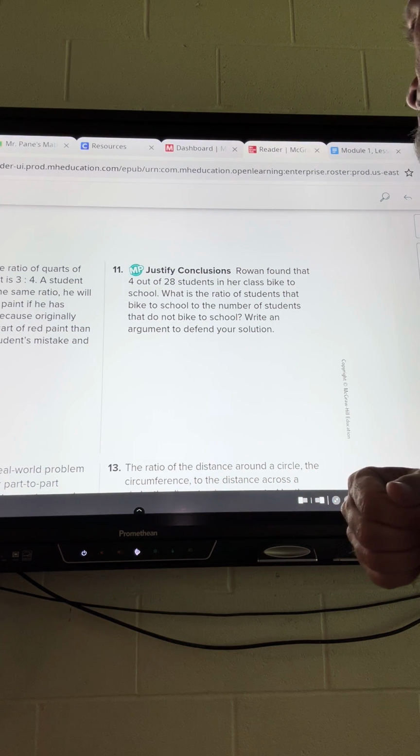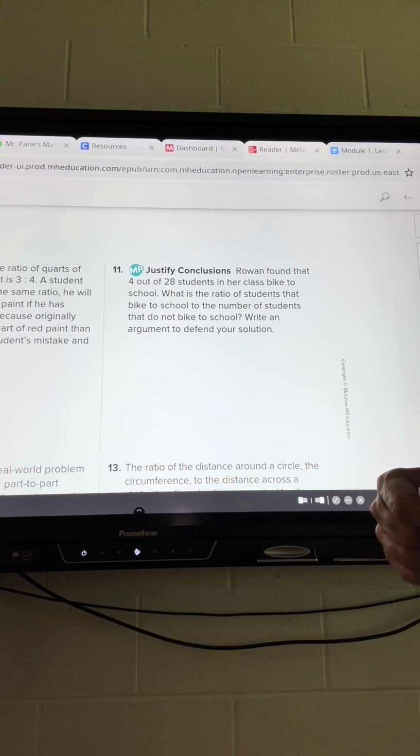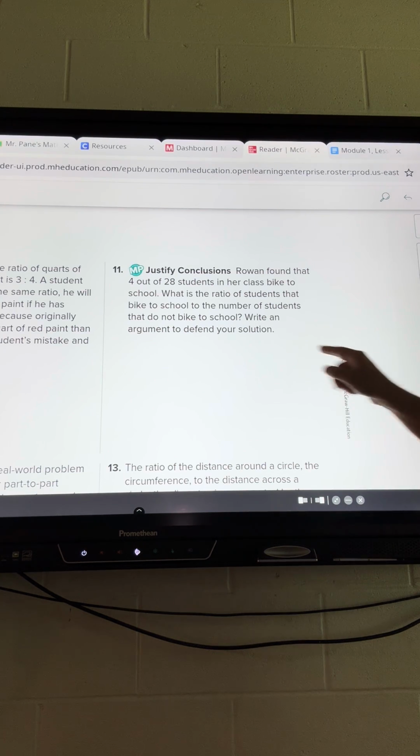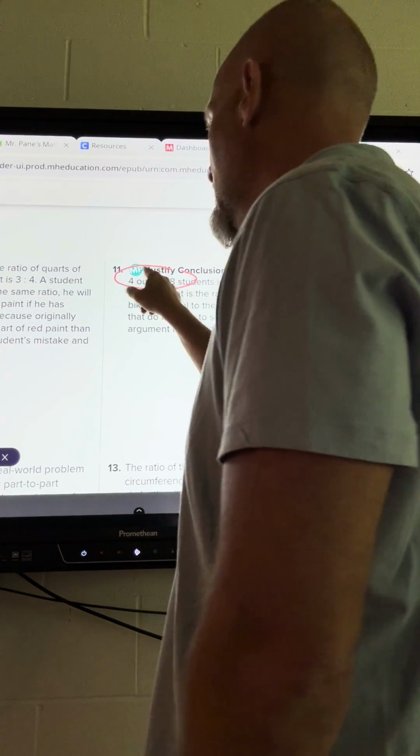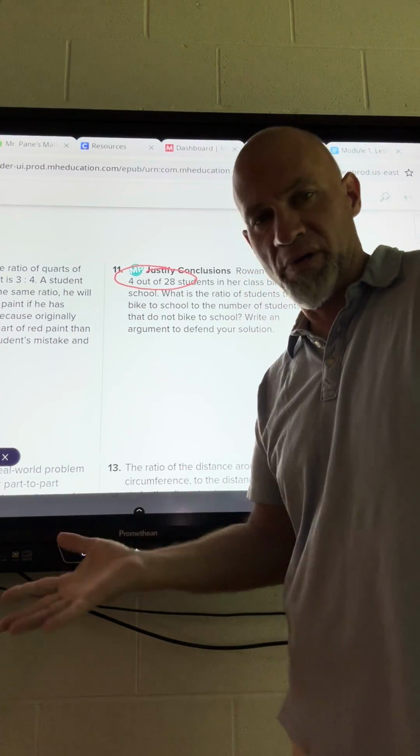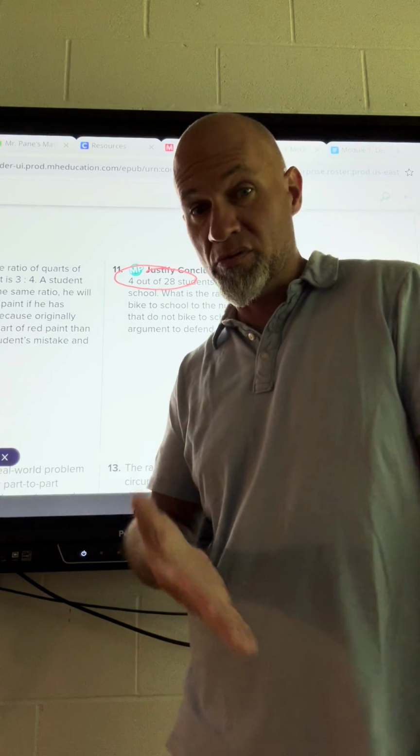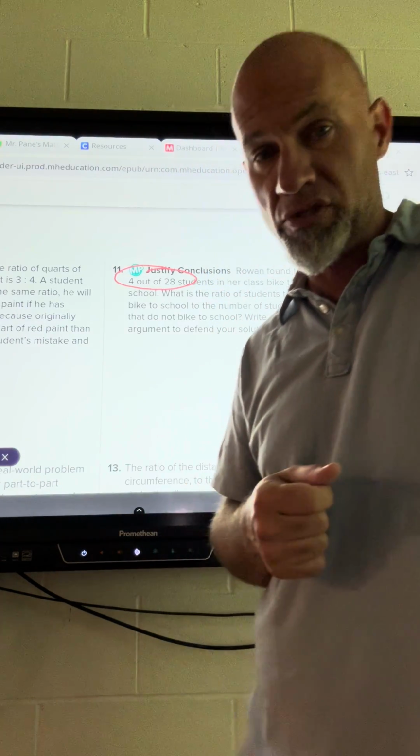Rowan found that 4 out of 28 students in her class bike to school. What is the ratio of students that bike to school to the number of students that do not bike to school? Okay, so we know there are 28 students. 4 of those 28 bike. How many of them don't bike? 4 of them do. How many don't? Come up with a ratio for that.